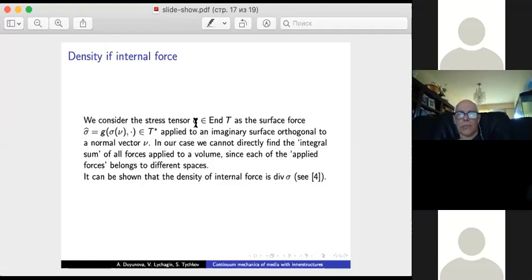But unfortunately, in this case, we cannot do this because each of these applied forces belong to different spaces. So I will not go into details because they are pretty long and calculation heavy, but it can indeed be shown that the density of internal force, that is the resulting force on the small volume, indeed equals the divergence of this tensor. And once again, we write NT here using the isomorphism between NT and T star.